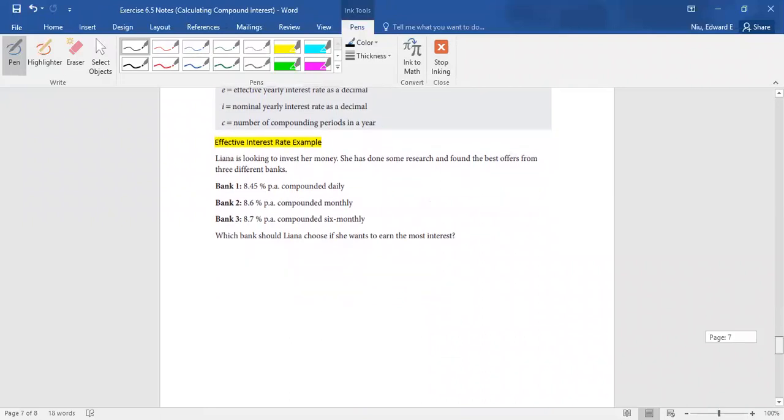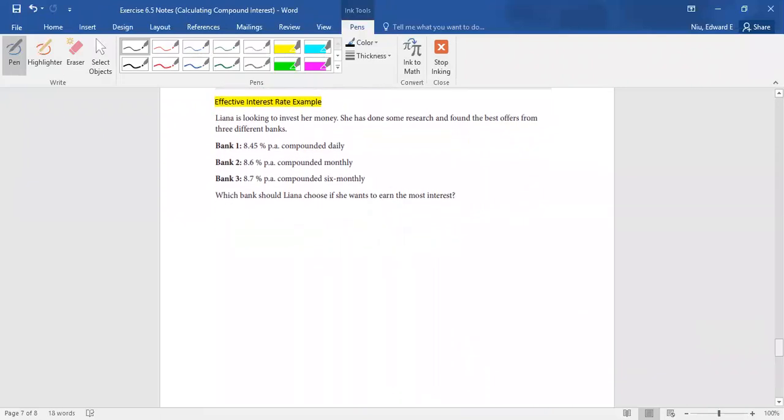So what we're going to do is just do the example, and I'm going to do it with my method. If you want to use the book's method, that's fine. But I think this is the simplest way to go about it. So let's begin.